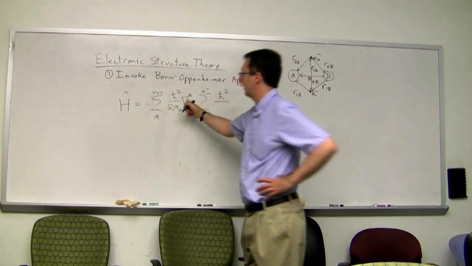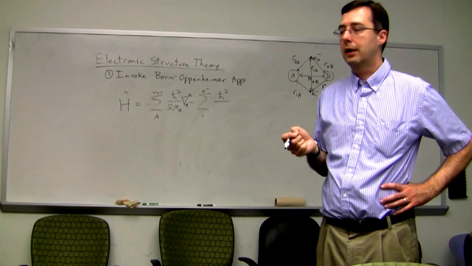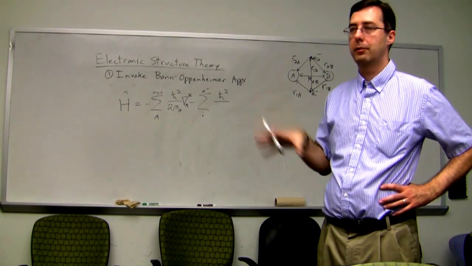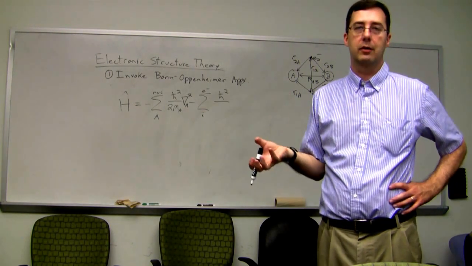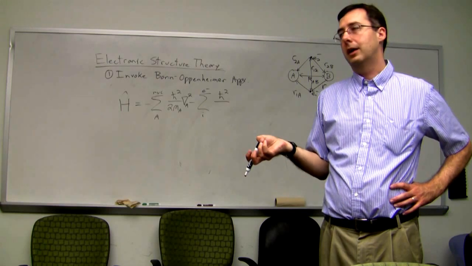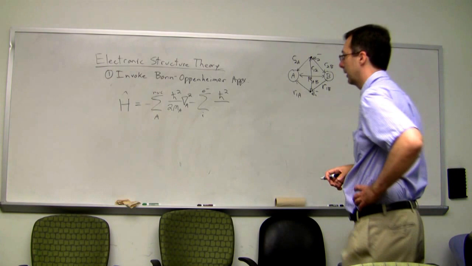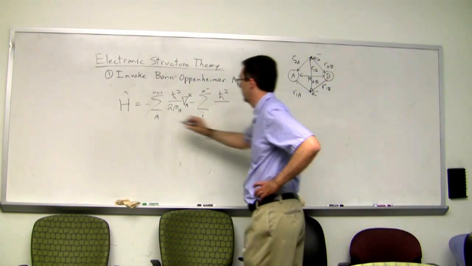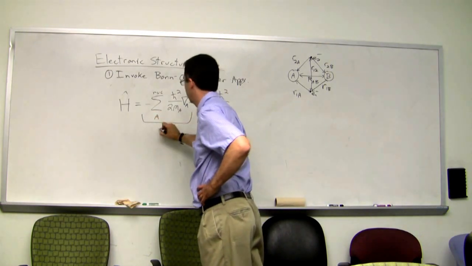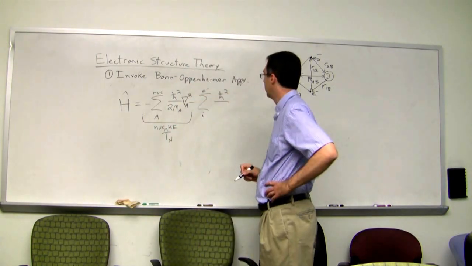Del squared A. I take the second derivative of the wave function with respect to the coordinates of nucleus A. So second derivative with respect to coordinate x of nucleus A, second derivative with respect to coordinate y of nucleus A, and second derivative with respect to coordinate z of nucleus A. That's nuclear kinetic energy. In fact, let me denote it that way. Nuclear kinetic energy. I'm going to call that Tn as shorthand.